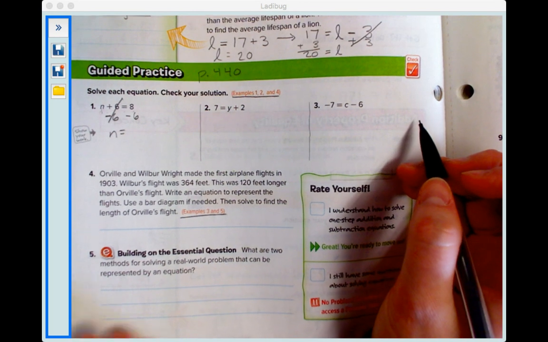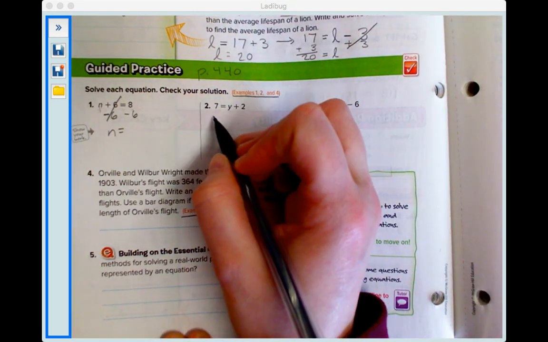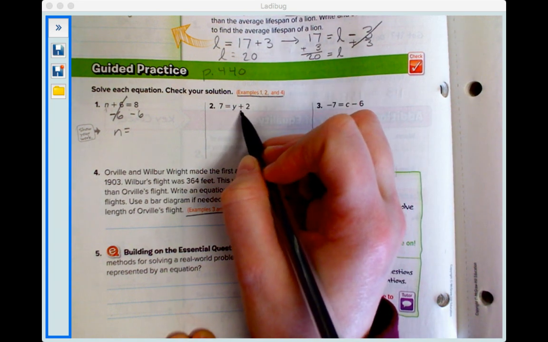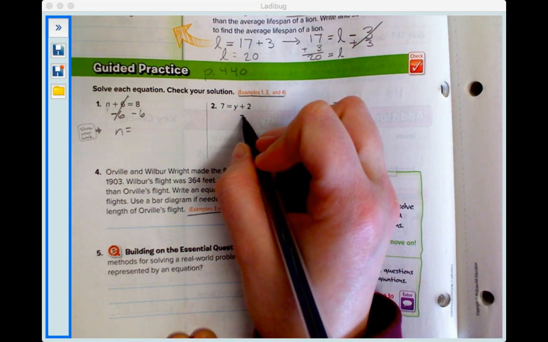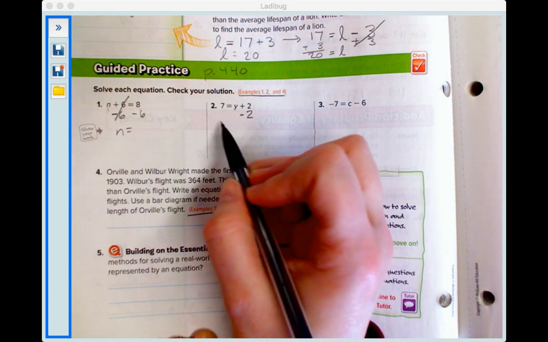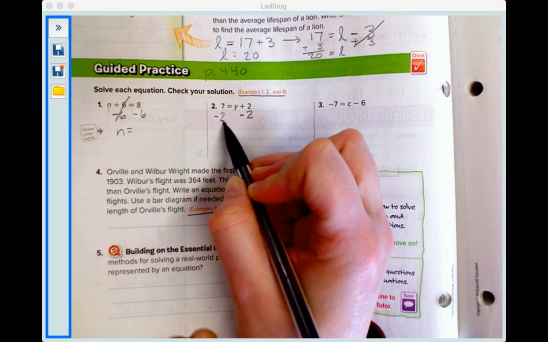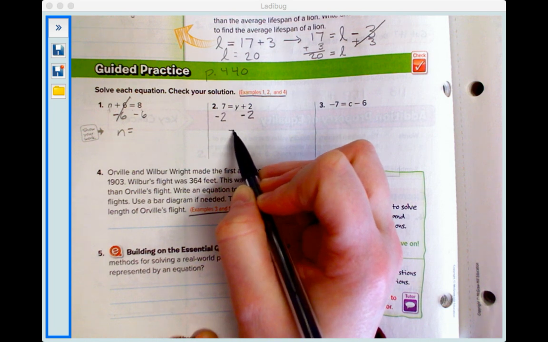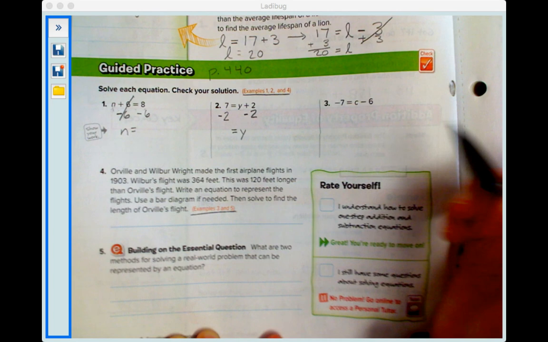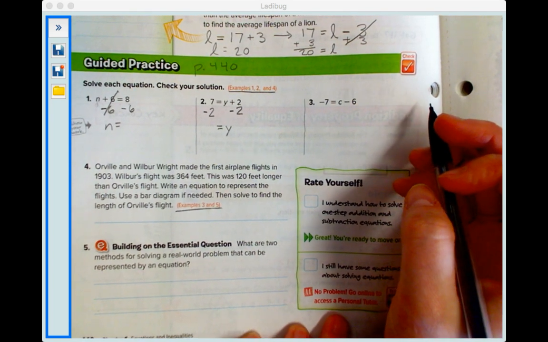Let's do it for number 2. 7 equals y plus 2. Again, this is a plus problem, so we are going to subtract 2, because that's on the same side as the y. Subtract 2. Y equals, let's do number 3.